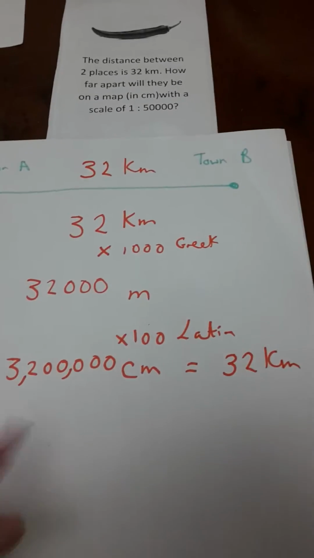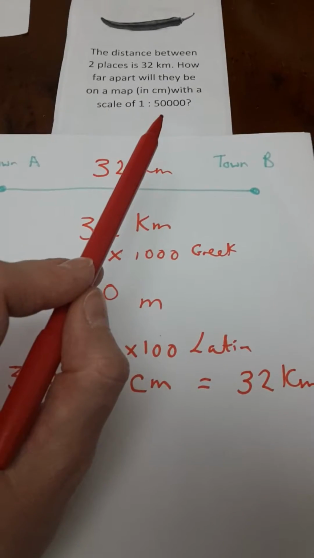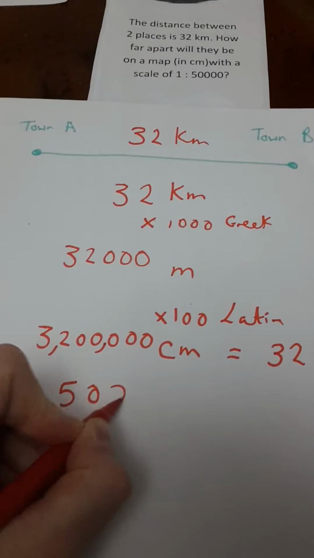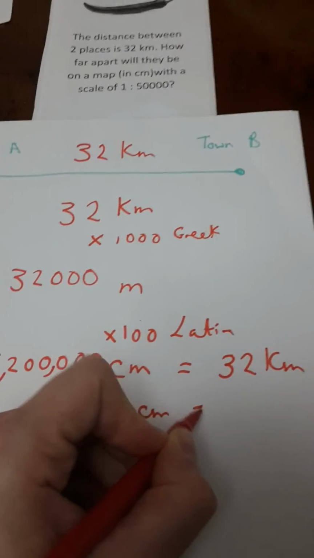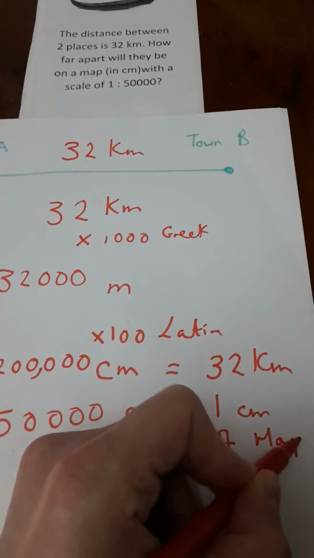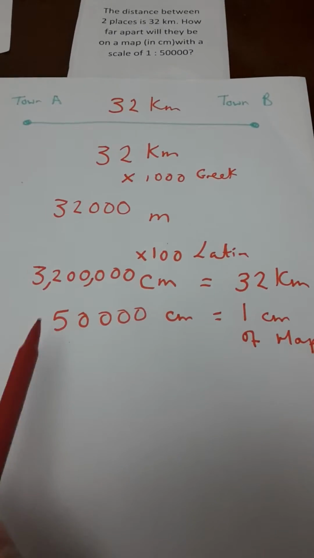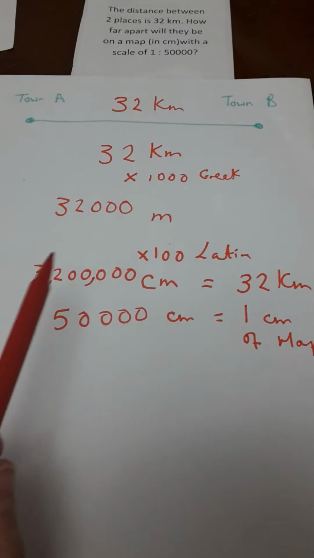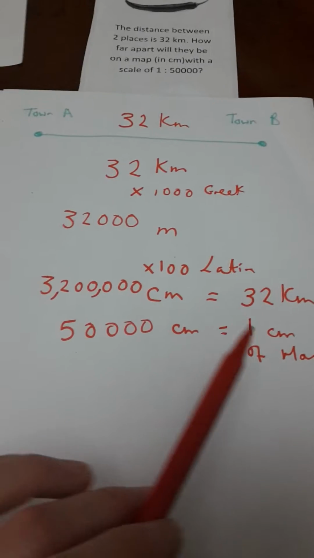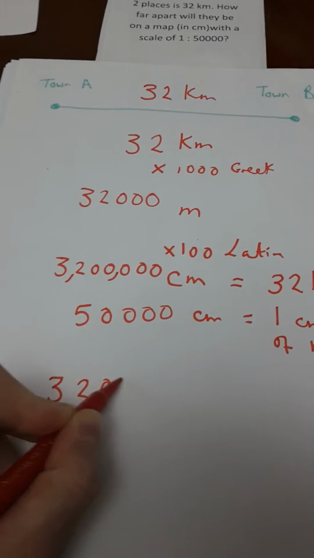Now it says that for every 50,000 centimetres in real life, we're going to draw 1 centimetre on the map. So for every 50,000 centimetres, we're going to end up with 1 centimetre on the map. So I need to see how many of these 50,000 will fit into our 3,200,000. And for every time we fit one in, we need to draw 1 centimetre on the map. So what I'm going to do is write it like this.